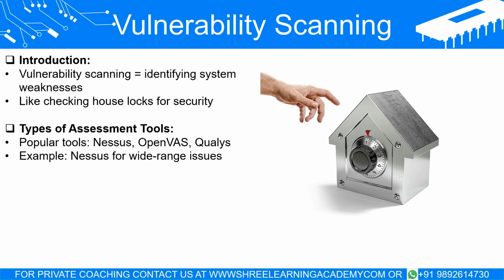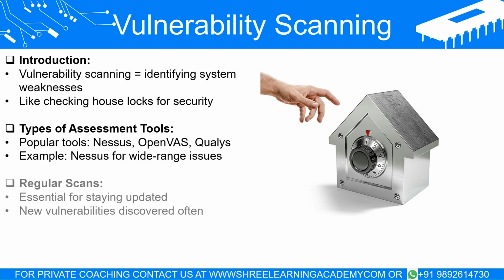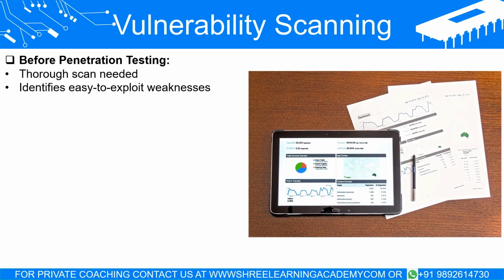Example: Nessus. For example, Nessus is a well-known vulnerability scanner that can identify a wide range of security issues, such as outdated software or configurations that could allow unauthorized access. Security administrators use it to scan their networks and receive reports that help them understand what needs to be fixed. Regular scans are essential. Just like you would regularly check the locks and alarms in your house, vulnerability scanning should be a routine practice. New vulnerabilities are discovered frequently, and regular scans help you stay updated on the latest risks and fixes.